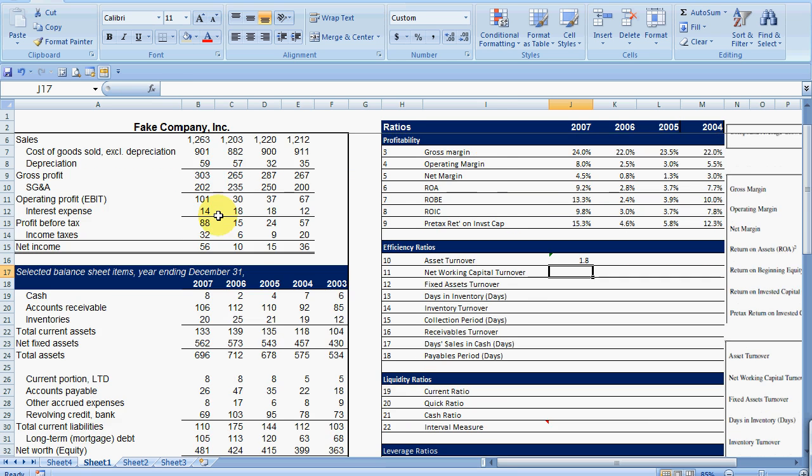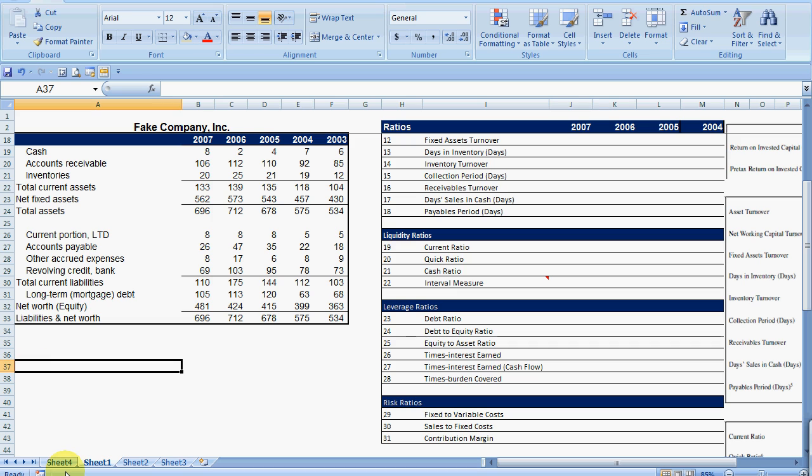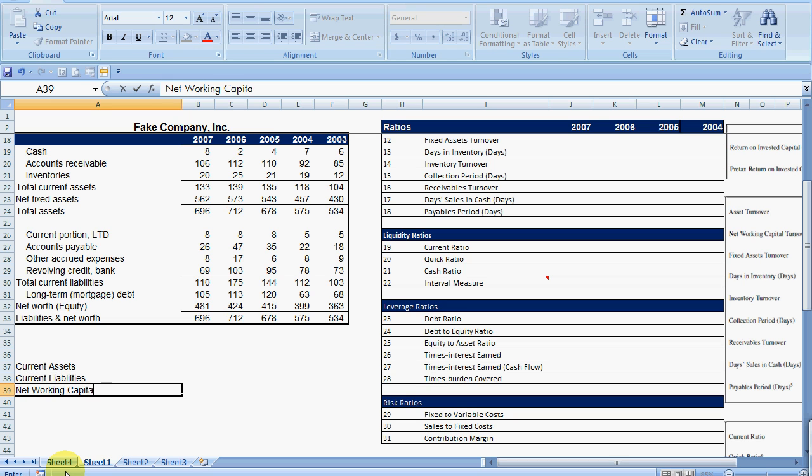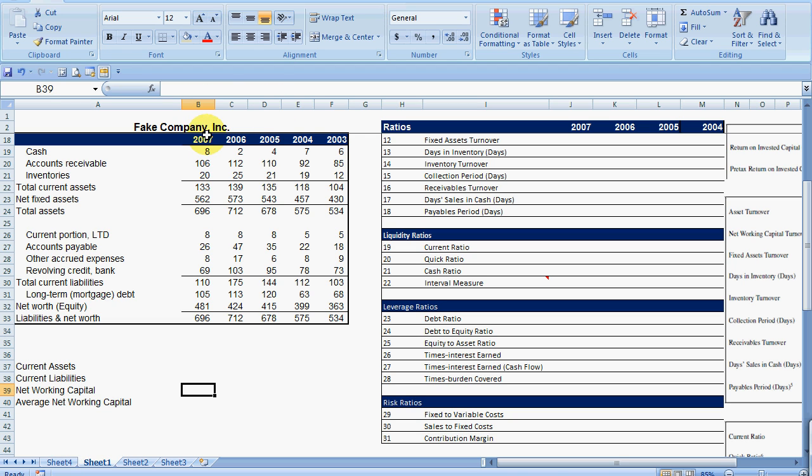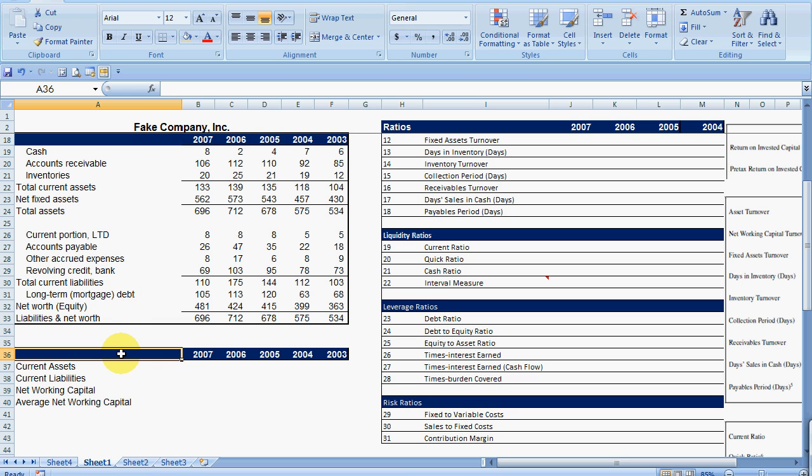Now I'm going to take a pause here and do something down at the bottom. Let's list current assets, current liabilities, then our net working capital, and then our average net working capital. I'm going to cheat a little bit on some of these formulas to make it easier for us. We'll call this our net working capital worksheet, and block it off with a different color so we know it's not the same as what we're doing on the other.